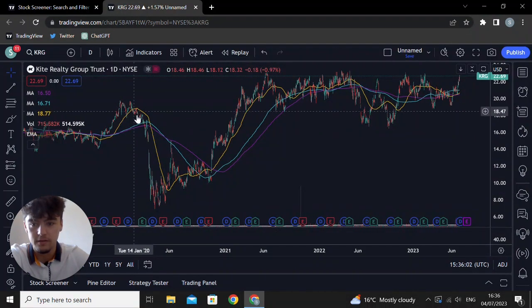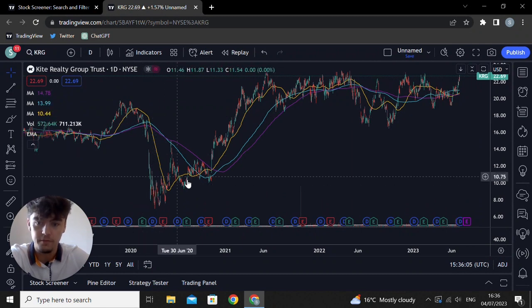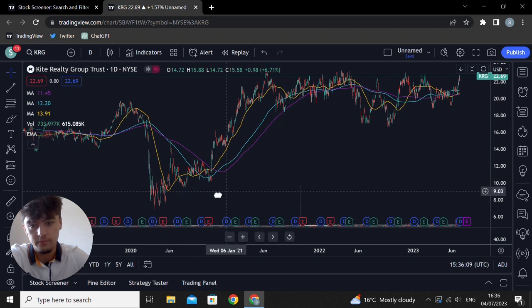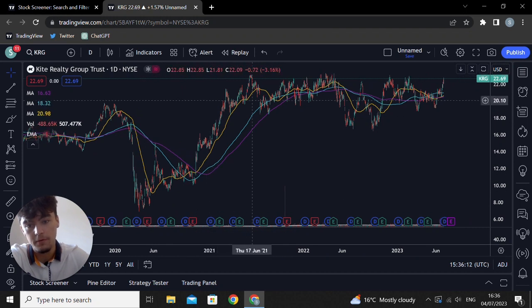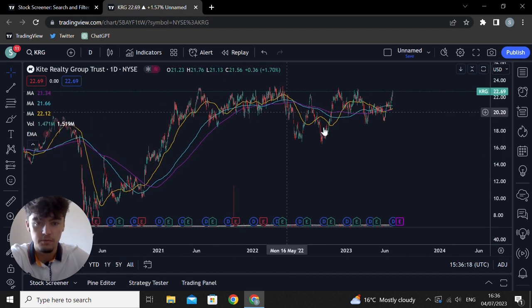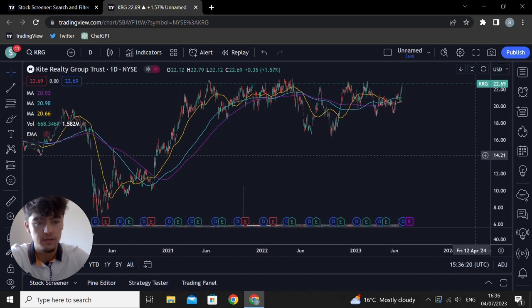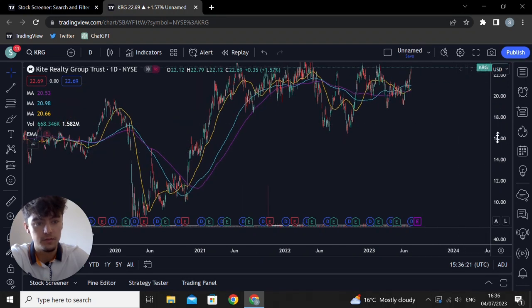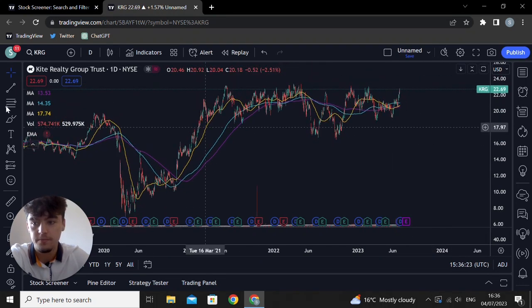So there's a big fall down here during COVID. That would be stage 4. And we have the base building here. That would be stage 1. Then boom, up here, up until around June 2021, that is a stage 2. And then since then, we've had a stage 3 kind of halt. So I would stay away from this stock.